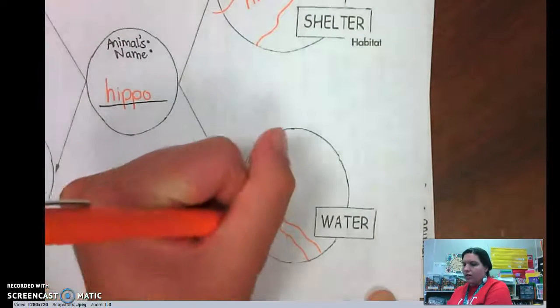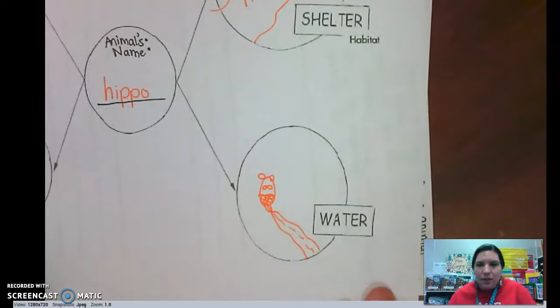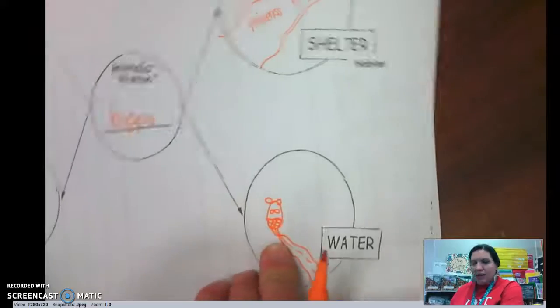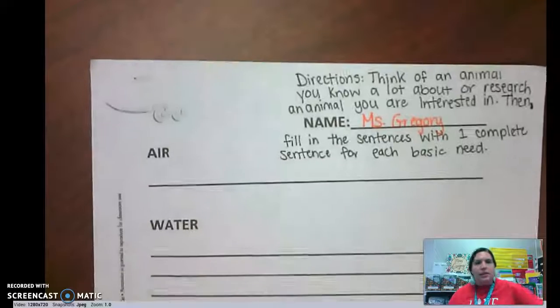They're drinking the river water. Okay? Like I said, please do not judge my artwork. I am not an artist by any means. It doesn't have to be beautiful. So you have 2 sheets. That's the bubble map. And then here's the sentence page.